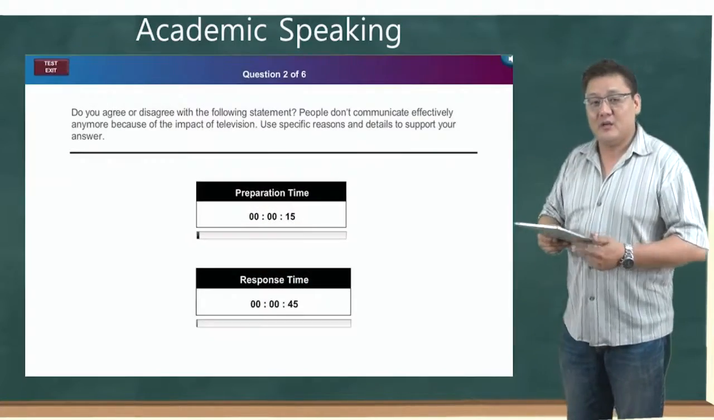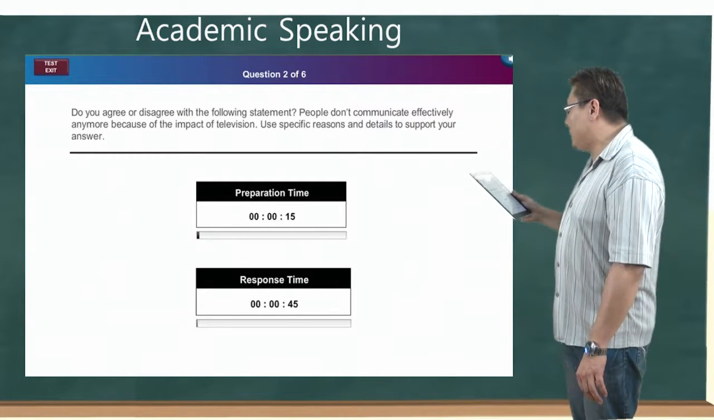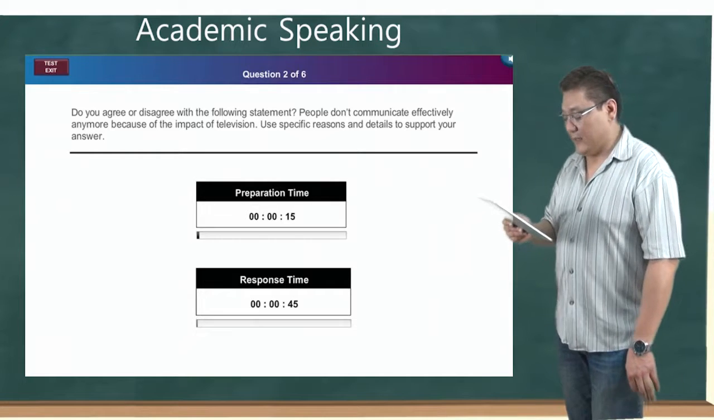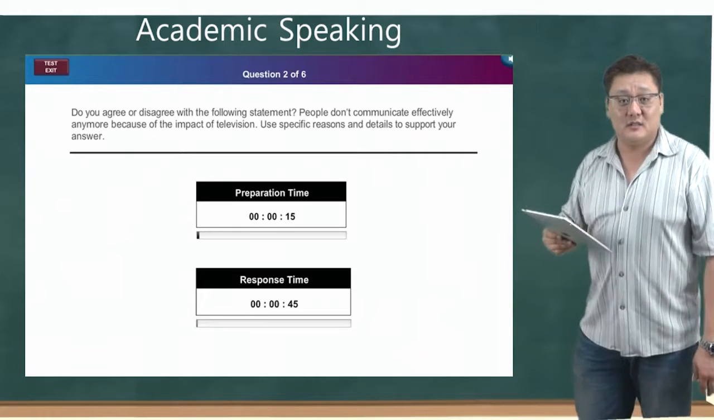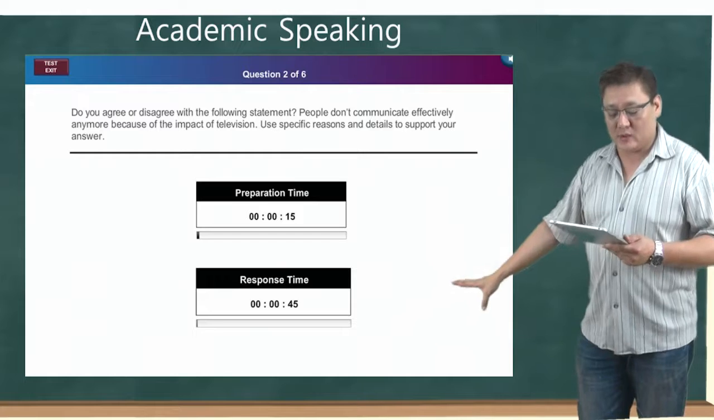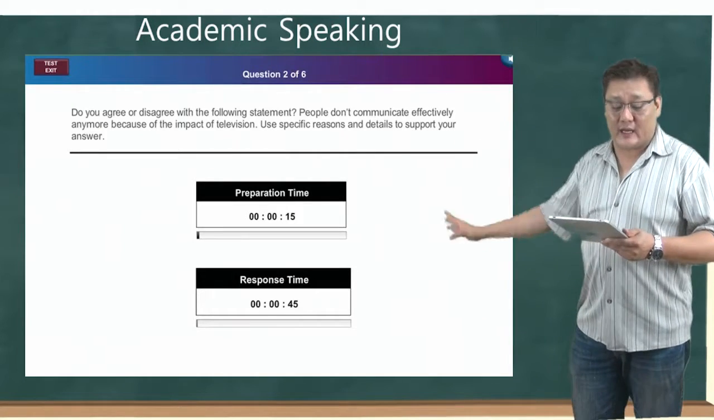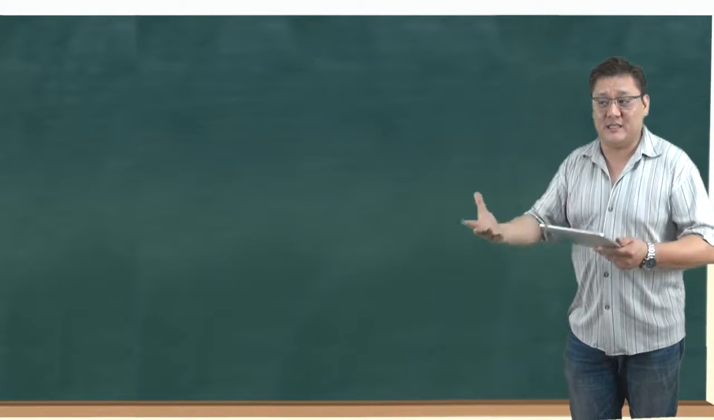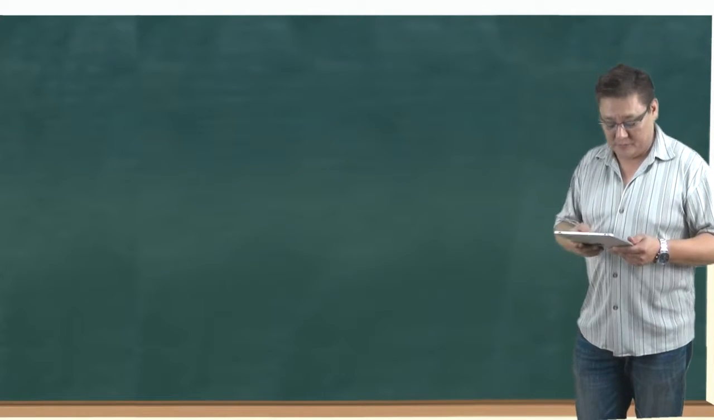Now, take a look at the question here. Do you agree or disagree with the following statement? People don't communicate effectively anymore because of the impact of television. Use specific reasons and details to support your answer. 똑같이 15초 주고 45초 안에 대답하는 거예요. 이 섹션이 그렇게 어려운 게 아니에요. 이 두 개는 시험에서 무슨 정답을 주는 게 아니고 자기 의견이 많잖아요. 퍼스널이잖아요.